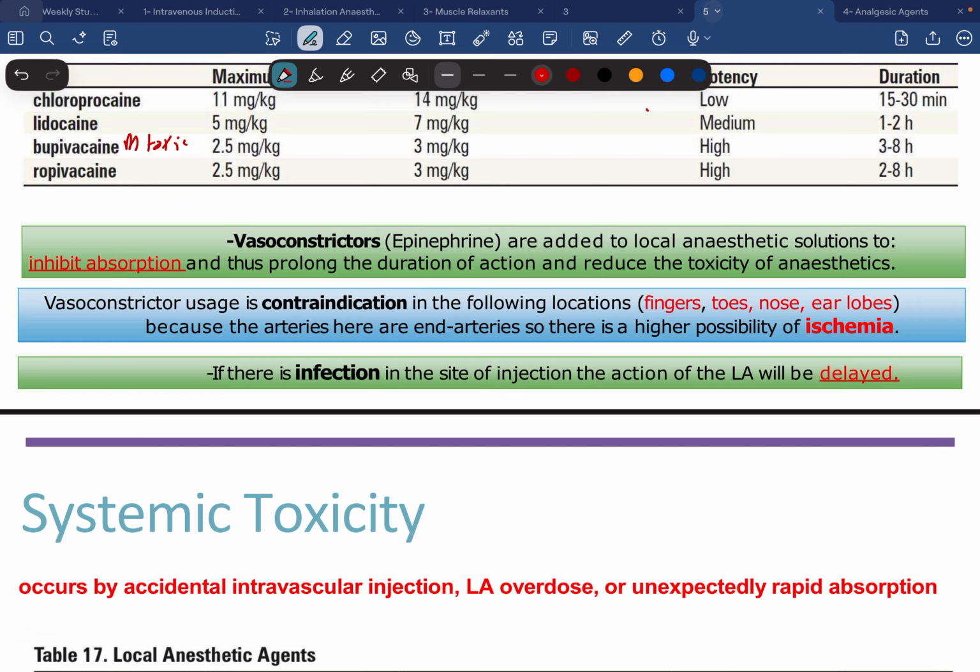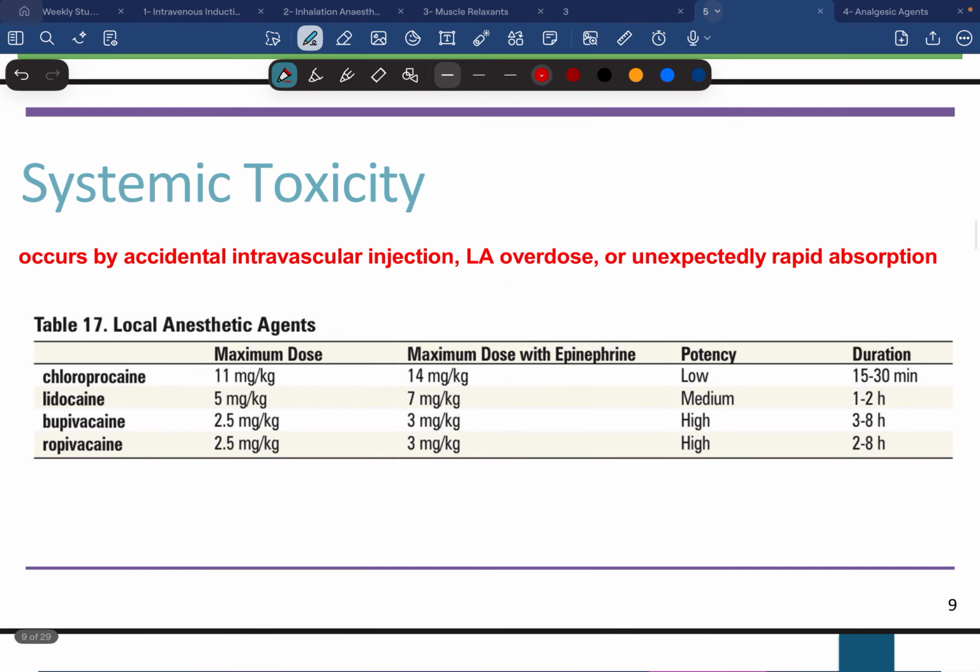Vasoconstrictor, epinephrine: you cannot inject it at any end arteries, so fingers, toes, nails, earlobes, and penis. If there is an infection, the local anesthetic won't work. Why?